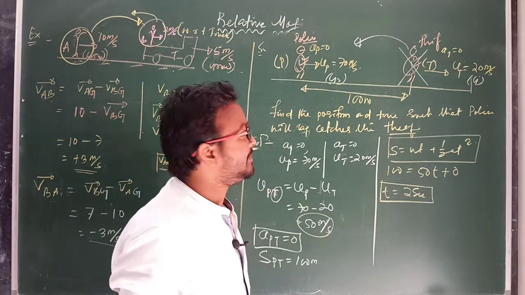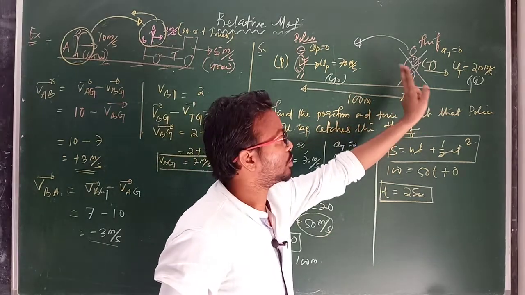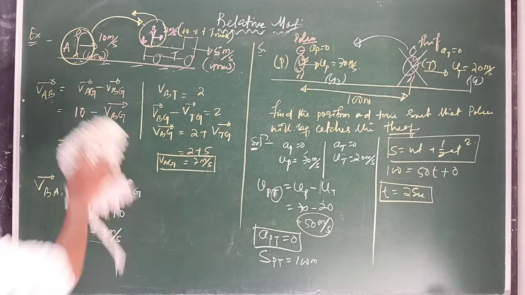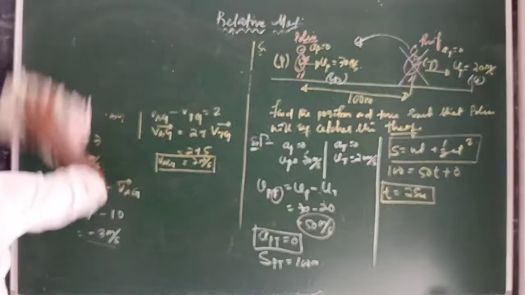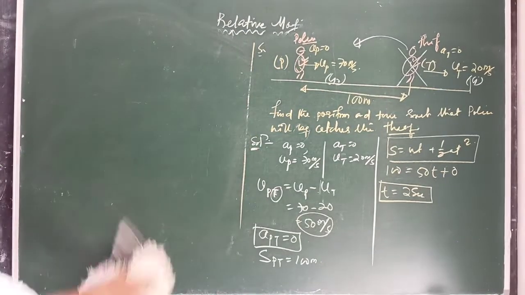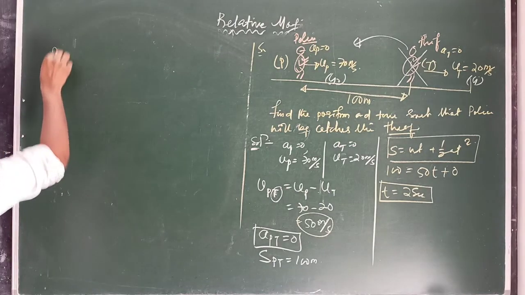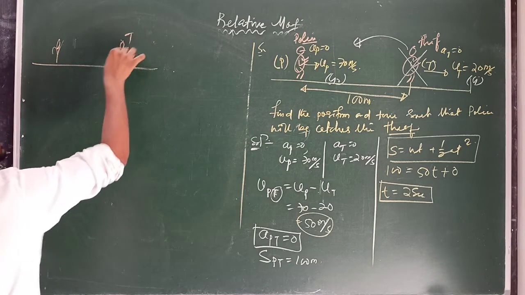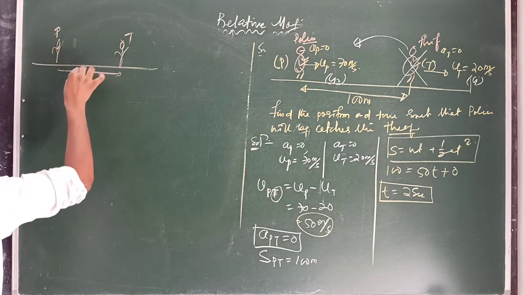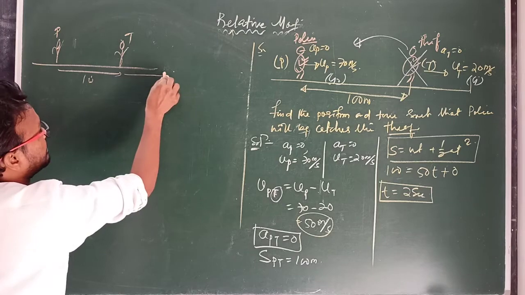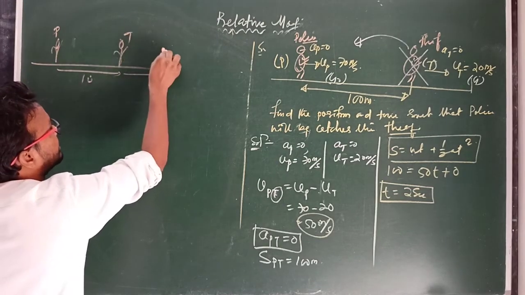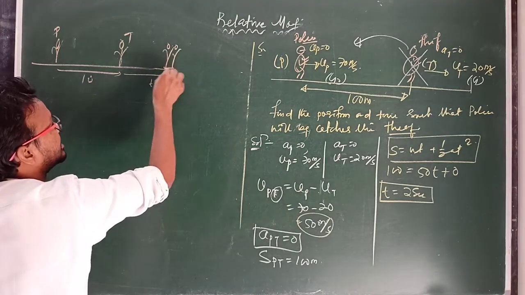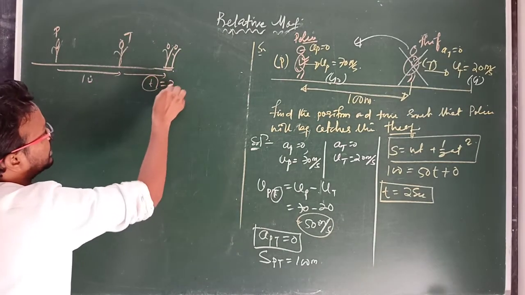After 2 seconds police will catch the thief. At what distance? Suppose at that time, because both are moving with constant velocity, this is the initial position of thief and this is the initial position of police, and the separation between them is 100 meter. After time t, this one moves to this point and P also moves to this point, because they meet each other at this point, and it takes time t, which is equal to 2 seconds.